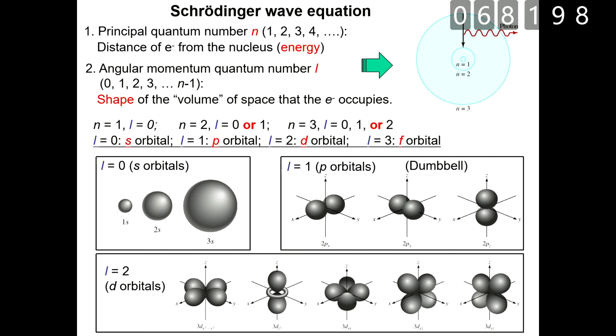Okay, the second one is l. l is called the angular momentum quantum number.